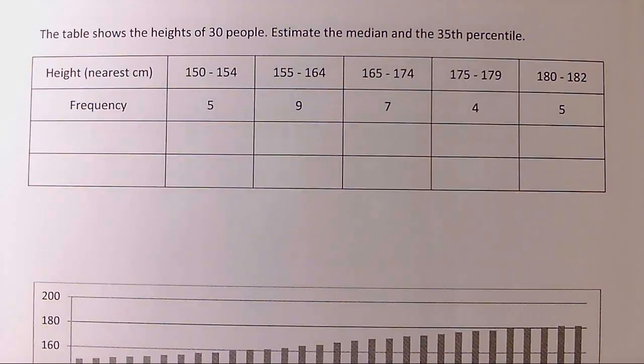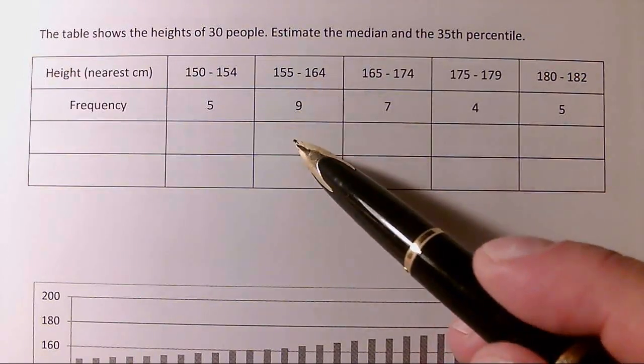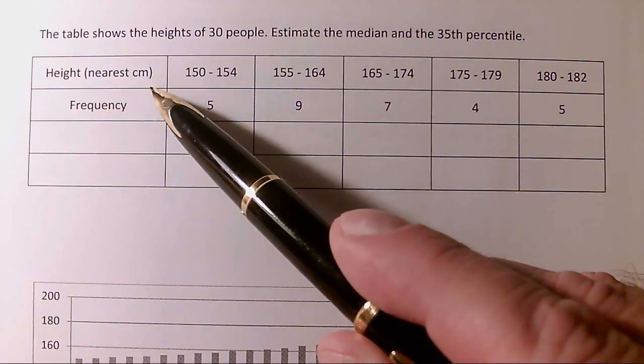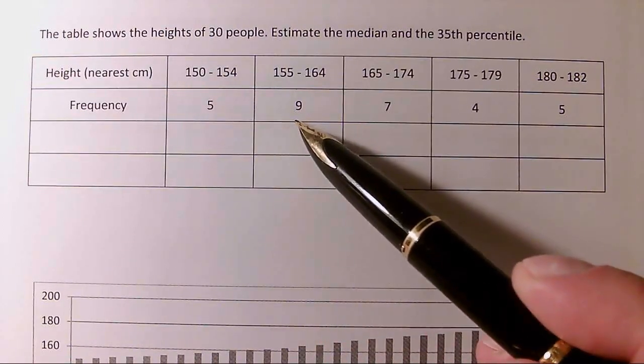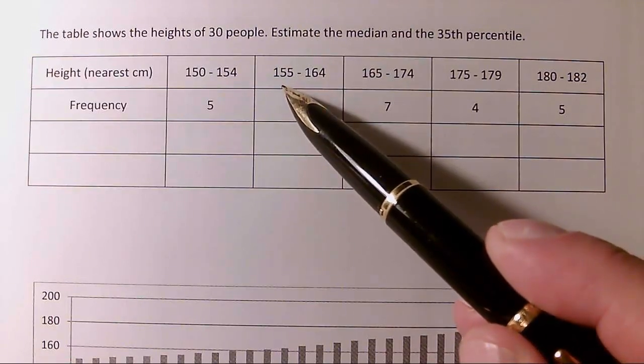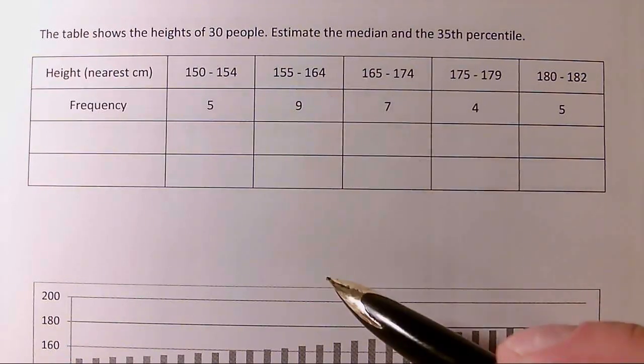Okay, in this video I'm just going to show you the linear interpolation method for getting medians and percentiles. So, as ever, understand what the data means. This column of data means that there were 9 people. The data is about heights to the nearest centimetre, so these 9 people, their heights rounded to the nearest centimetre were from 155 to 164 centimetres.